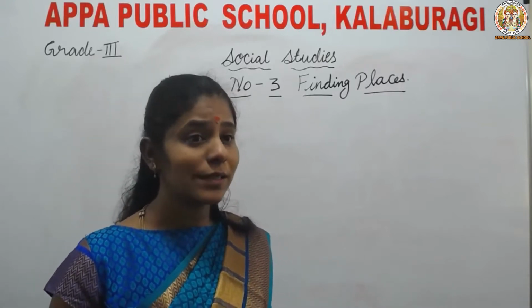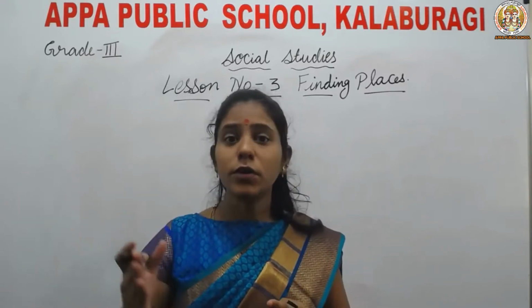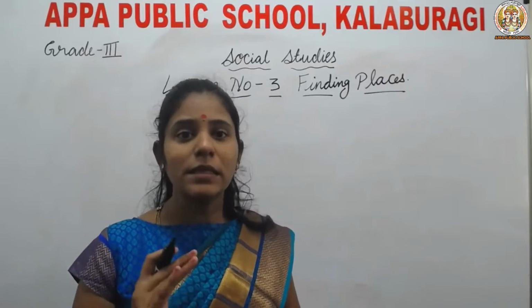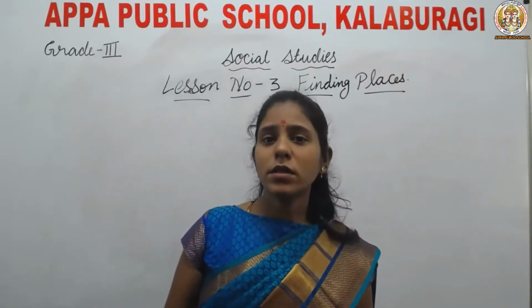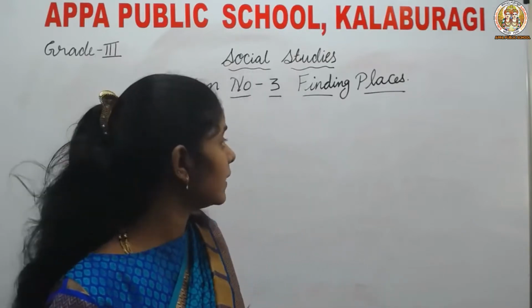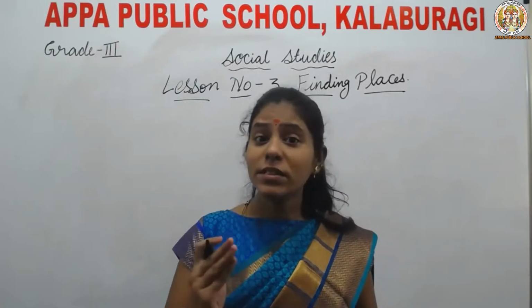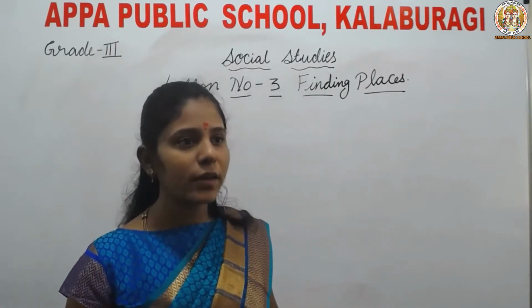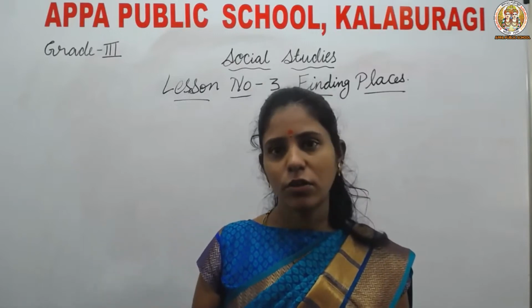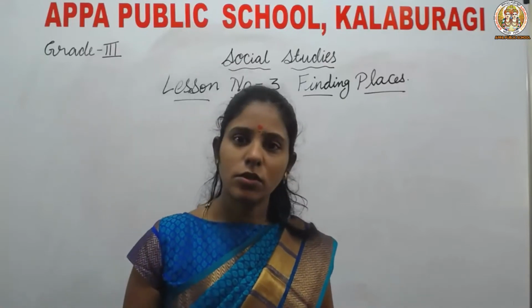What do you mean by continents? The earth is divided into huge land masses. These are called continents. How many continents are there, children? Yes, there are 7 continents on the earth. Asia, Africa, North America, South America, Antarctica, Europe and Australia. Which is the largest continent? Yes, very good. Asia is the largest continent. And which is the smallest continent? Yes, Australia is the smallest continent.